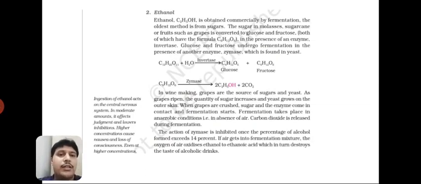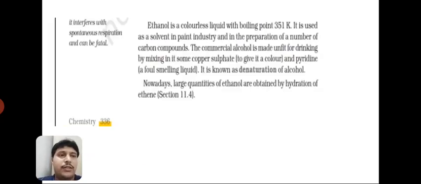Student, in the last video I completed till ethanol, right? Denaturation of alcohol. Now today I am going to start with the preparation of ether. The nomenclature part we already completed, right? So in preparation of ether, the first method is by the dehydration of alcohols.